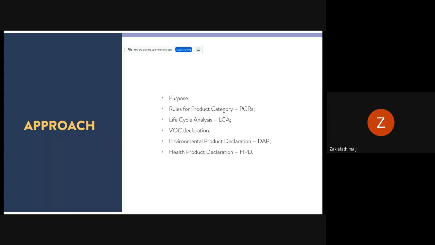Then comes your EPD, Environmental Product Declaration. EPD says that your material did not harm the environment throughout its manufacturing process and until the end of its life cycle. So throughout the life cycle of your process, no environment was harmed. That is what your environmental product declaration will say. Last is your HPD, health product declaration. This will tell you that it is not harmful to the health of your consumers, nor was it harmful to the health of the people involved in the manufacturing process.